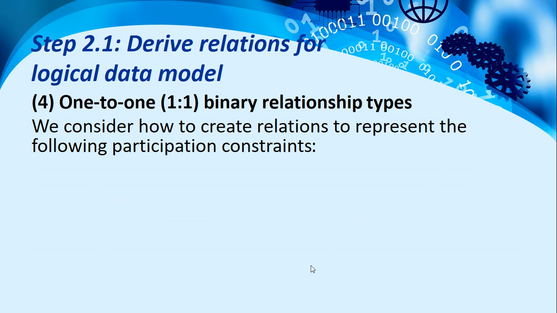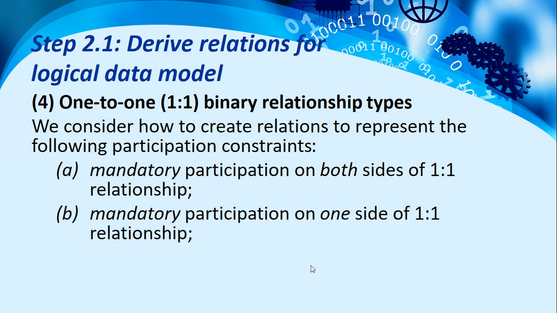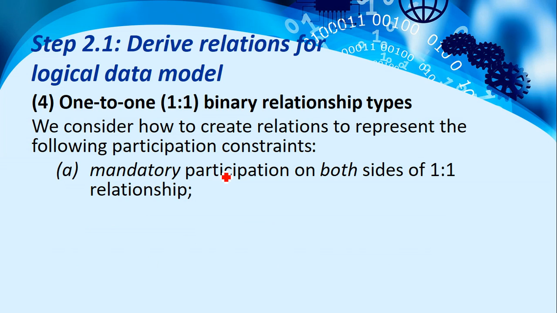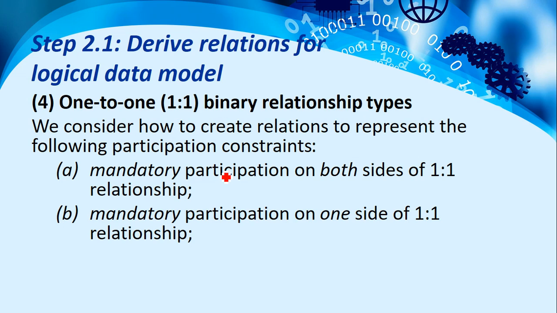And we consider how to create relations to represent the following participation constraints. These are the possible participation constraints between two entities. The first one is mandatory participation on both sides. One-to-one, take note, one-to-one.